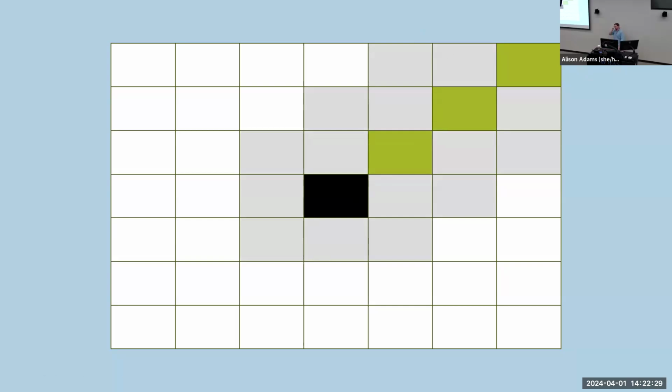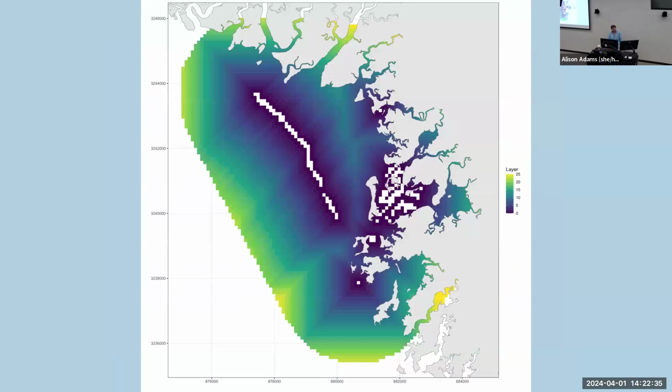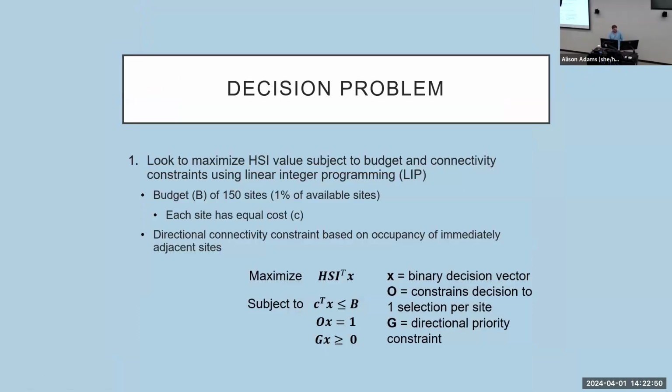And now we have a chain connecting our occupied sites to the site that we wanted to choose. Of course, based on your budget, you're going to choose different sites, and there's a bunch of different paths, which is why we use linear integer programming to do this process. What that ends up looking like for a connectivity constraint of the actual system is, as we move out from these white cells, which are occupied sites, you can see that it gets lighter, which indicates the number of cells that you need to choose in each layer to move through the landscape. So looking back at our decision problem, we're going to maximize our habitat suitability value, subject to our cost and our directional connectivity constraints.